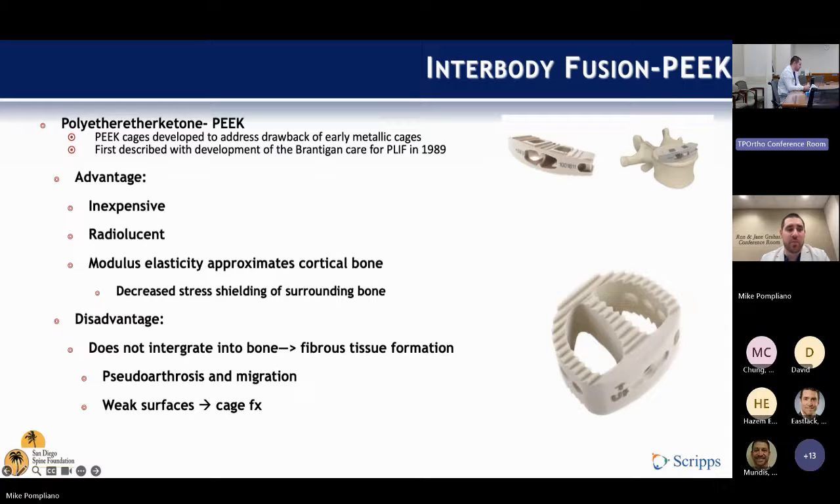They're inexpensive, they're radiolucent, and the modulus of elasticity approximates cortical bone, which may decrease the stress shielding like we talked about previously. However, they don't really integrate into the bone. There's typically a fibrous tissue formation around the edges of the interbody, which may be seen in other materials as well, but it's more so in PEEK. There is some thought of pseudoarthrosis as well as cage migration, and then some weak surfaces on the cages, especially at the interfaces with the end plates, can cause cage fracture during insertion.